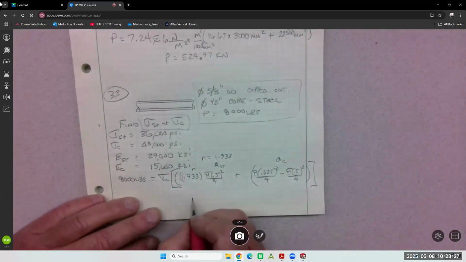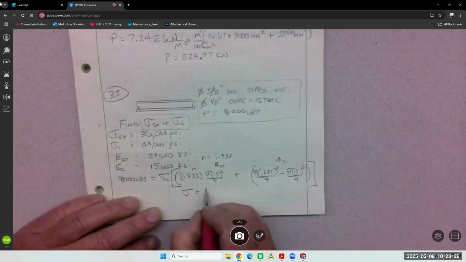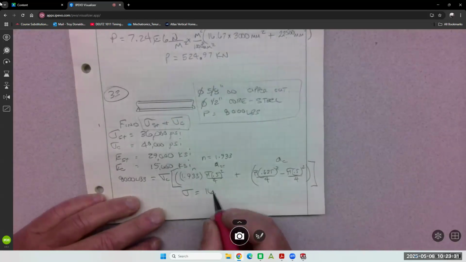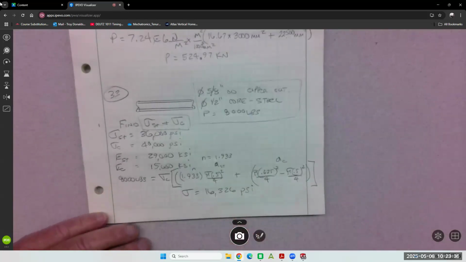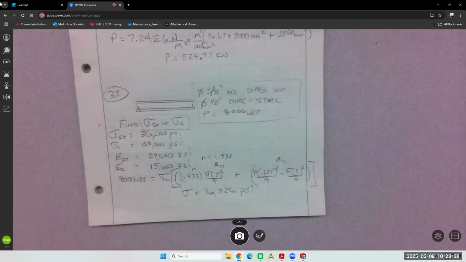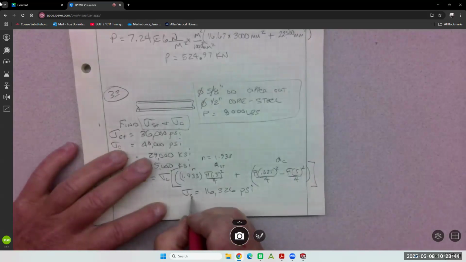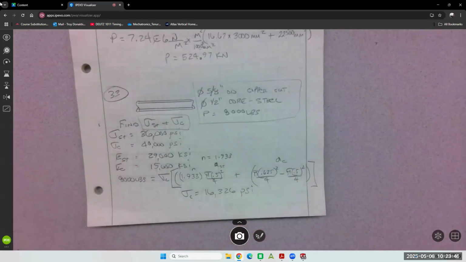I get 16,326. So everything's in inches and we have pounds, so it's going to be PSI. This is the copper, and I think the yield for copper is like 40,000. So it's good.